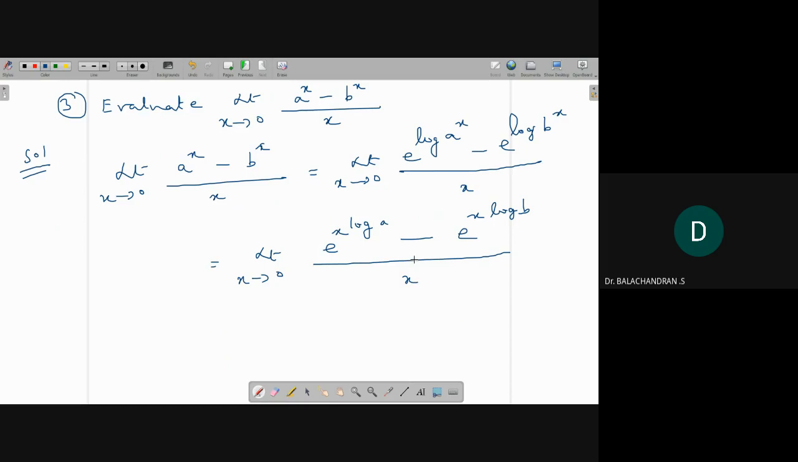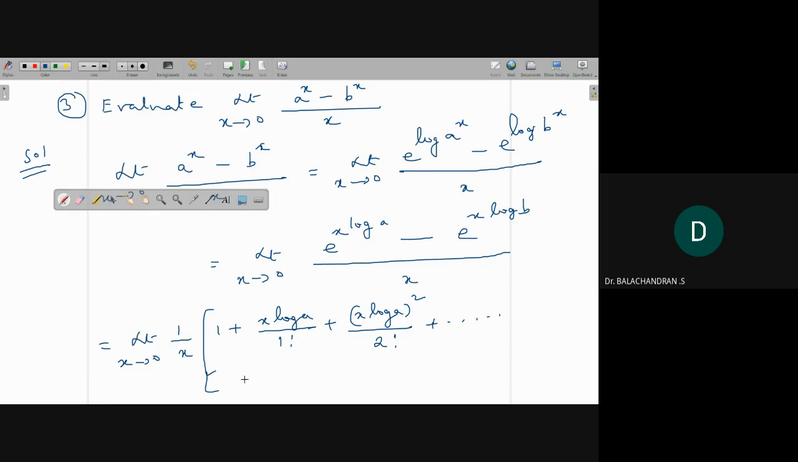Now you can write it like this: limit x tends to 0, 1 by x, and I write the e power x expansion: 1 plus x log a by 1 factorial plus x log a whole square by 2 factorial, plus and so on, and then minus, I'm going to write 1 plus x log b divided by 1 factorial plus x log b whole square by 2 factorial plus and so on.